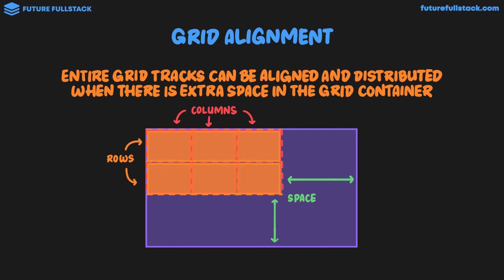Now, as a general rule of thumb, I will say that grid cell alignment, what we looked at in the previous chapter, is a bit more commonly used than grid alignment, as it isn't too often your grid container is larger than your actual grid. But for completeness, we do need to cover this. So let's take a look at the first alignment property, which is justify content. And this is the same property as we've seen in Flexbox. It's just now being used in the context of grid.